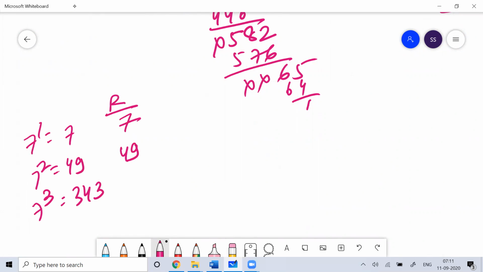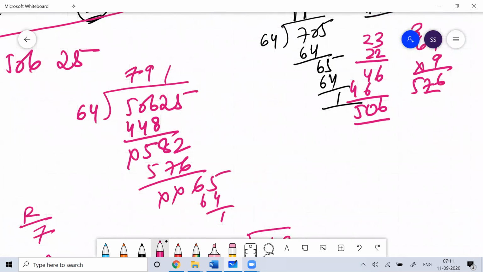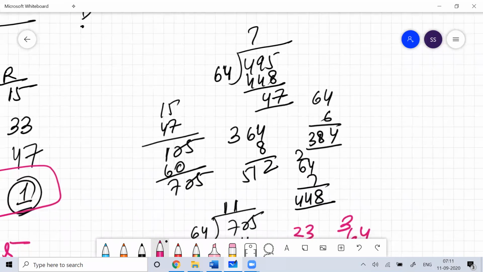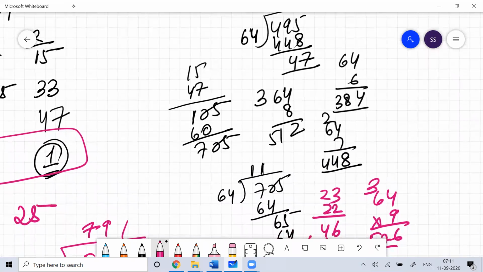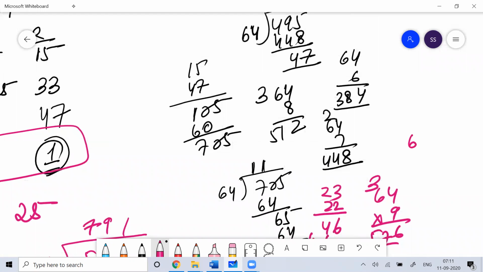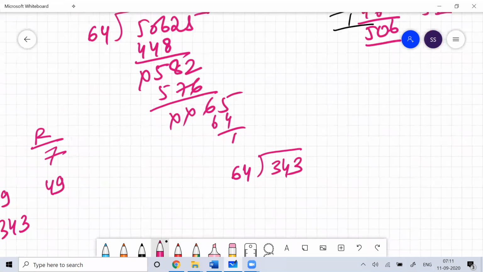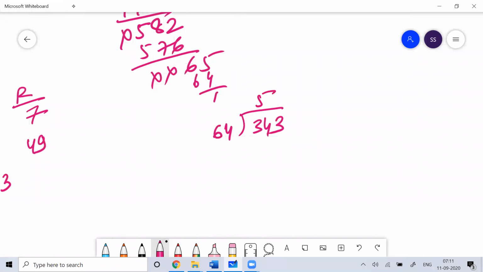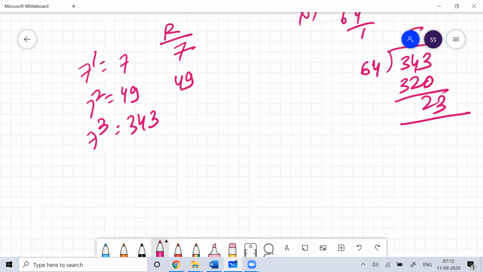So that is 343. If you divide 343 by 64, 64 fives are 320. That is 23.